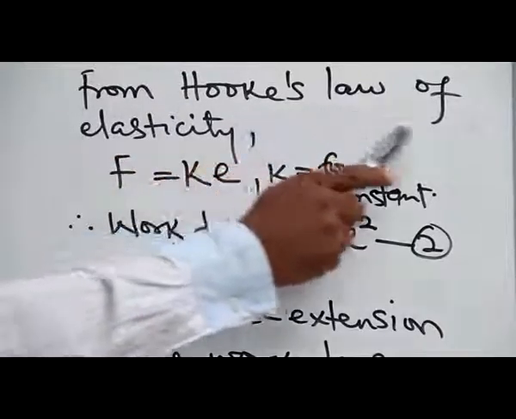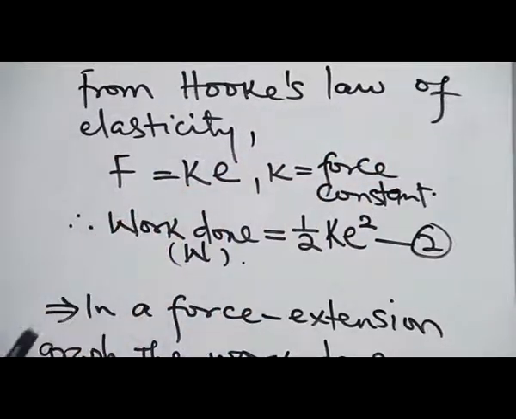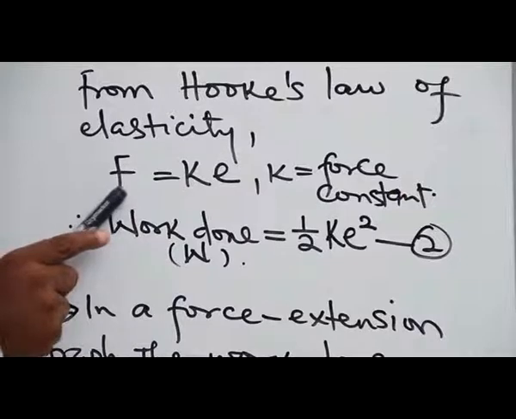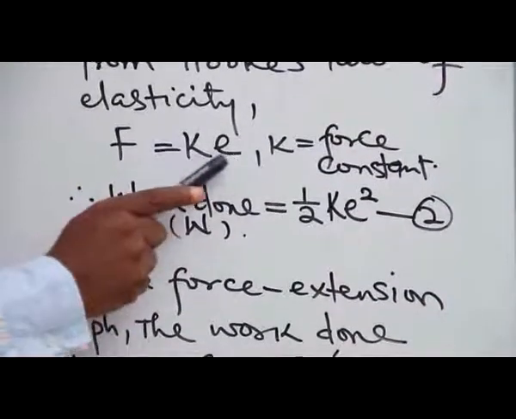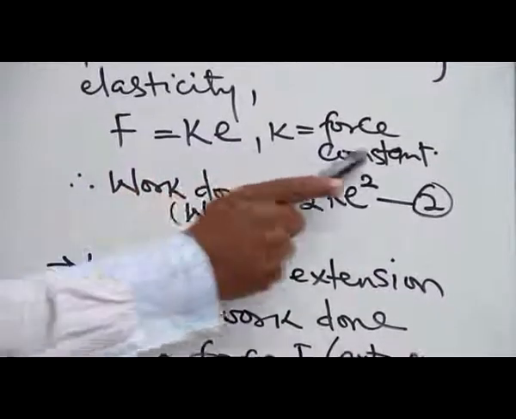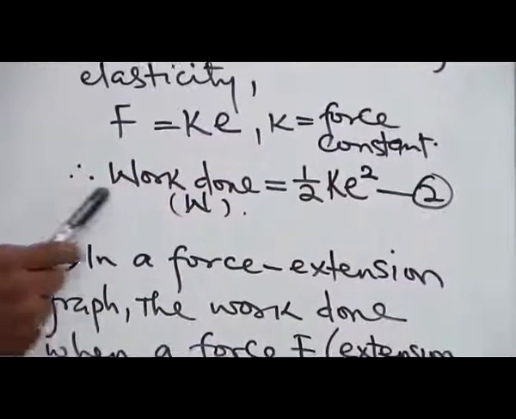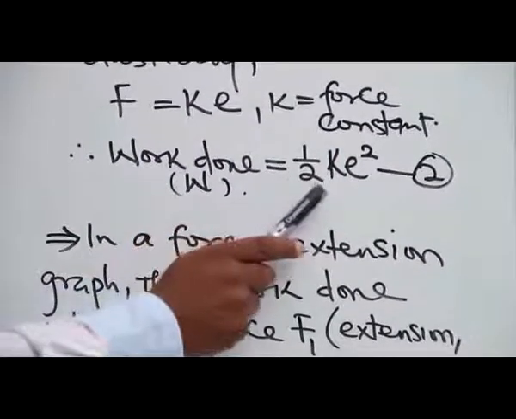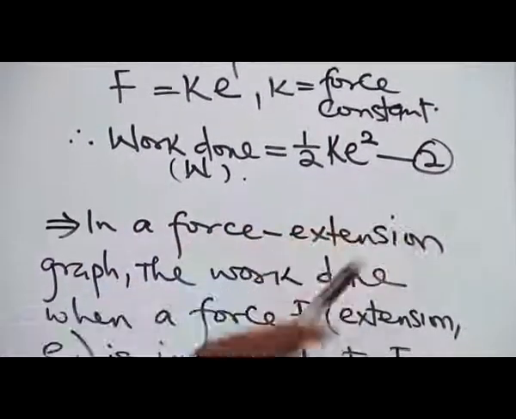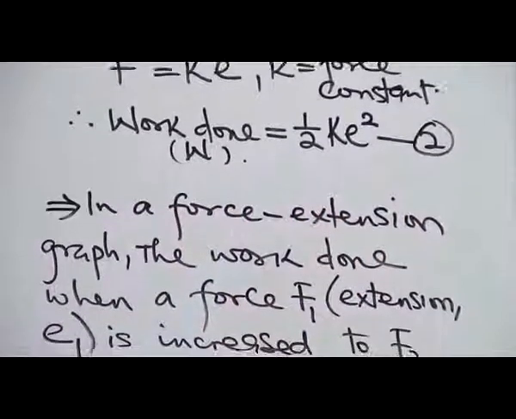From Hooke's law of elasticity, the applied force is equal to the product of the force constant and the extension. K is the force constant. Therefore, the work done on an elastic material is equal to half Ke squared, equation 2.